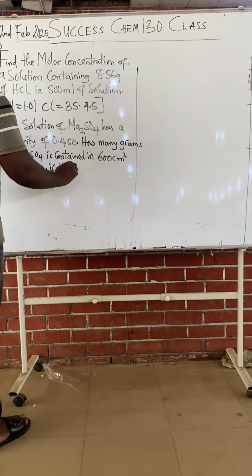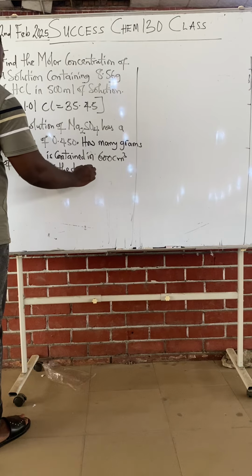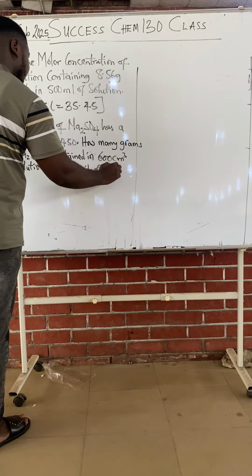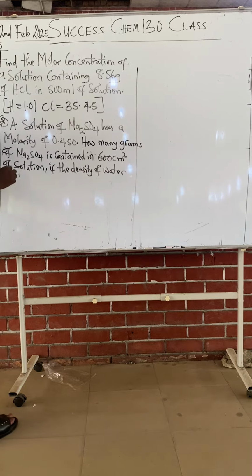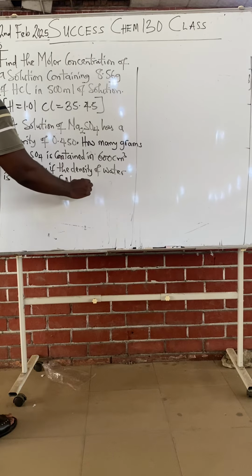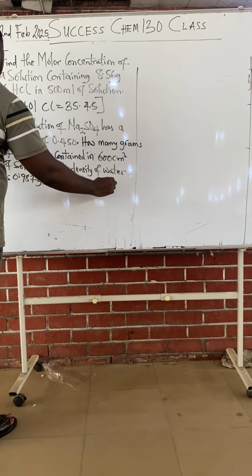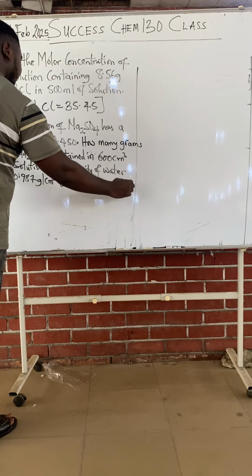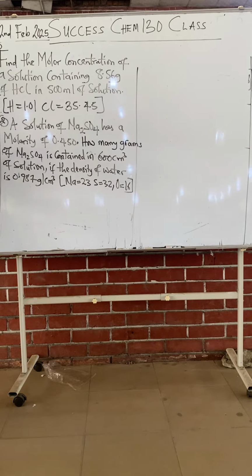If the density of water is 0.987 gram per cm cube. Take Na as 23, S as 32, O as 16. Take Na as 23, S as 32, O as what? 16.